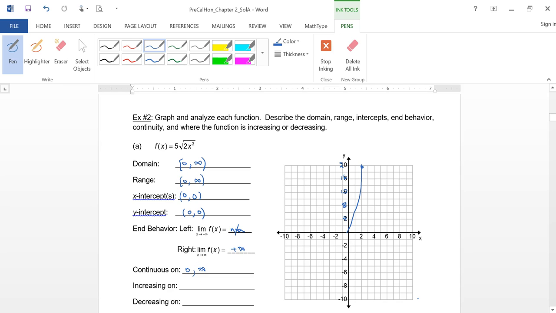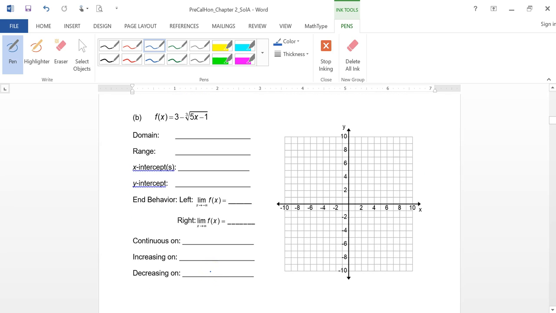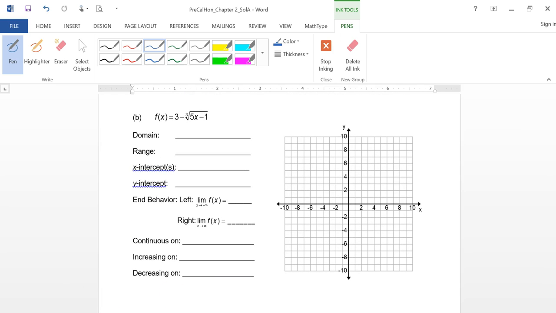Now, when it starts off like this, at the end point, leave the bracket, leave the interval open. Okay? Because to the left of 0, it's not continuous. All right? Increasing from 0 to infinity, and it's never decreasing. I said none.